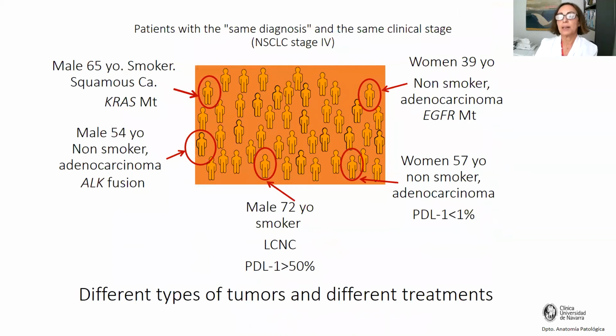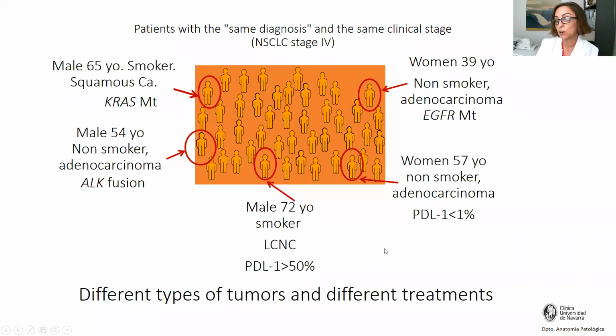Okay, said that, look at the slide. These are theoretically patients with the same diagnosis and the same clinical stage. They are all non-small cell lung cancer at stage 4. But this patient is a 65-year-old male with a squamous carcinoma with a RAS mutation; a male non-smoker with adenocarcinoma and ALK translocation; a 39-year-old non-smoker woman with adenocarcinoma with a mutation in the EGFR gene; a 57-year-old non-smoker with adenocarcinoma with no expression of PD-L1; and a male smoker with a high expression of PD-L1.